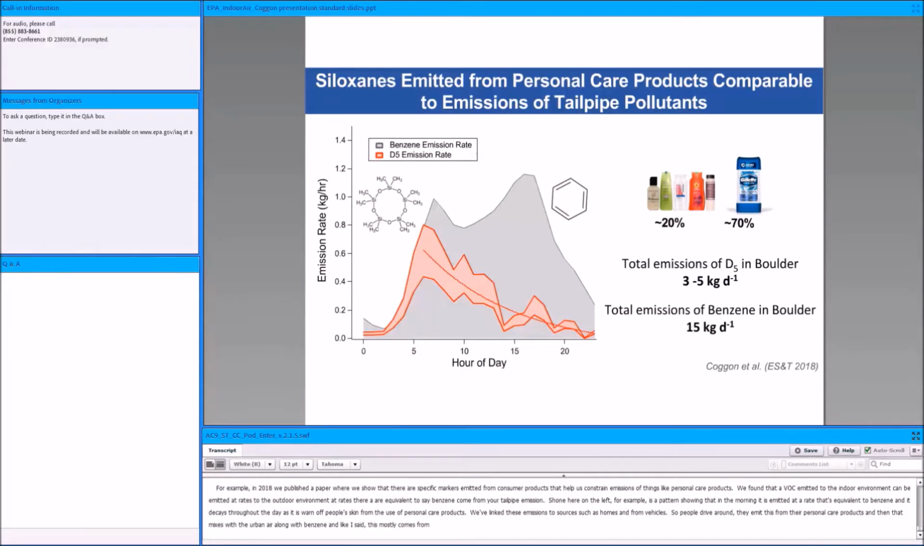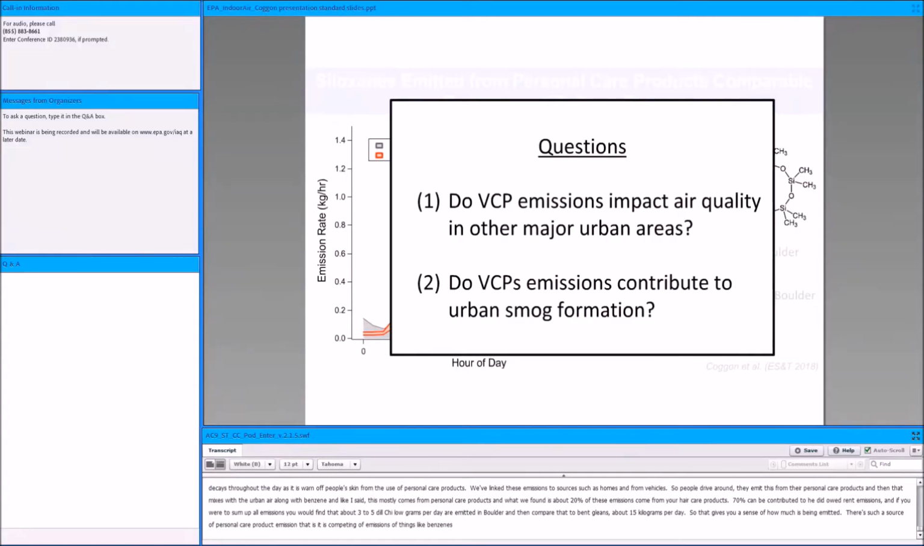And like I said, this mostly comes from personal care products, and what we found is that about 20% of these emissions come from your hair care products, 70% can be attributed to deodorant emissions, and if you were to sum up all of the emissions of D5-siloxane in Boulder, you would find that about 3 to 5 kilograms per day are emitted in Boulder, and compare that to benzene, it's about 15 kilograms per day. So that gives you a sense of just how much this is being emitted. There's such a source of personal care product emissions that it's competing with emissions of things like benzene, something that we've typically thought as being an important contributor to air pollution.